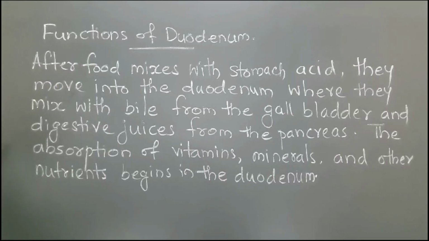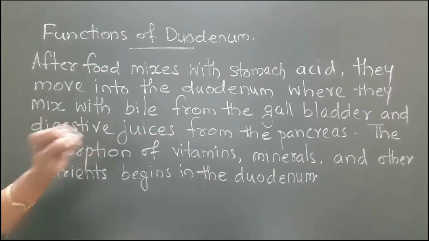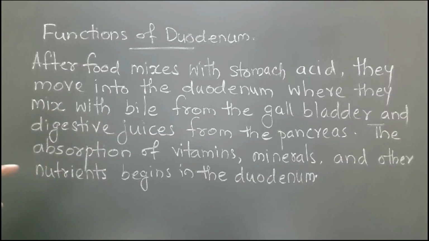The first function: the food which is coming from the stomach to the duodenum mixes with the bile, which comes from the gallbladder, and the digestive juice which is coming from the pancreas. It mixes in the duodenum. Not only that, the absorption of vitamins, minerals and other nutrients begins in the duodenum. These are the 2 functions of the duodenum.